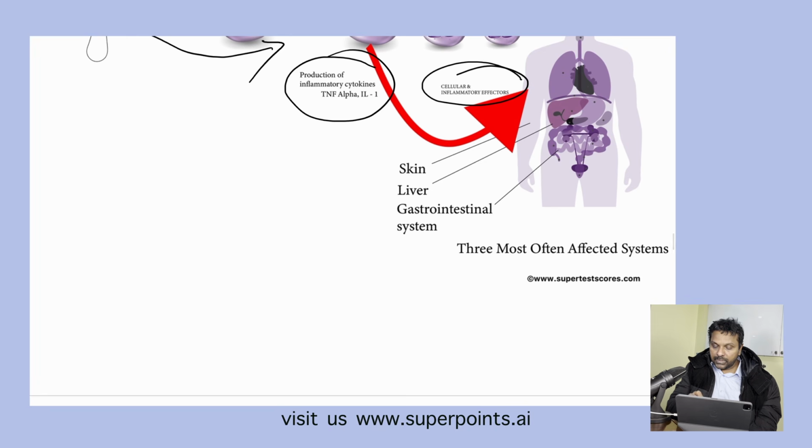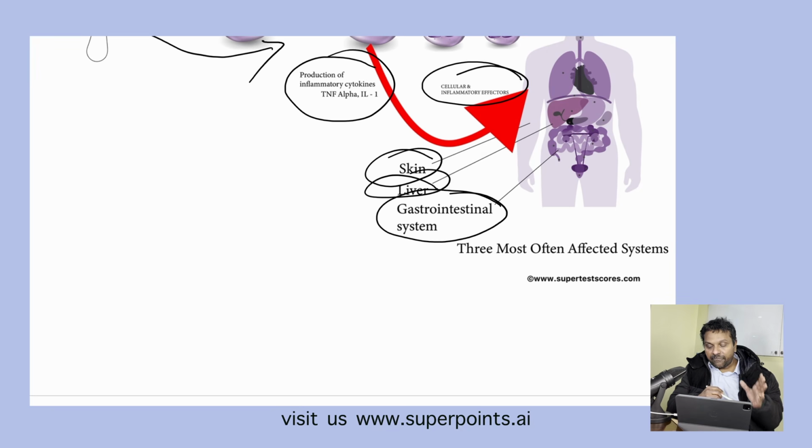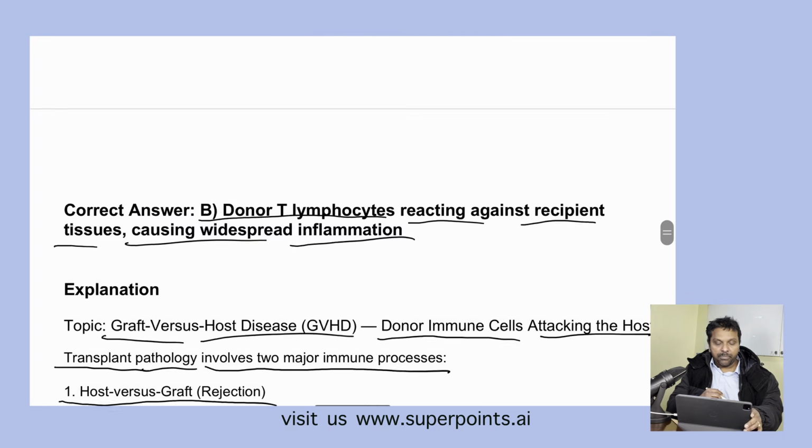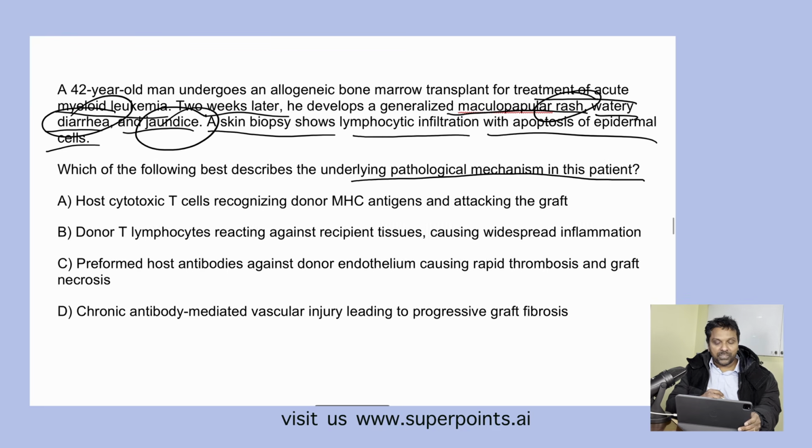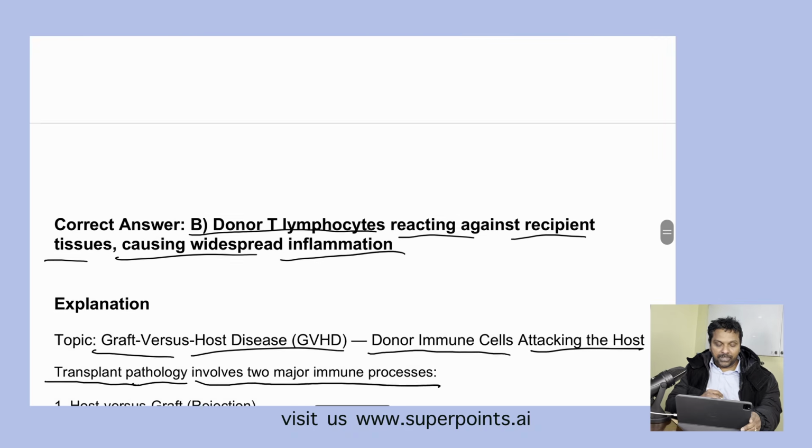And then we have skin problems, liver problems, and gastrointestinal system problems. So these are the three most often affected systems. All right, that's an important question: skin, liver, gastrointestinal system. That is what happened in this patient. He has a rash, he has jaundice, and he has diarrhea. So you see, skin, then jaundice from liver disease, and diarrhea from a gastrointestinal disorder. All three happened in this patient because of acute graft versus host disease.